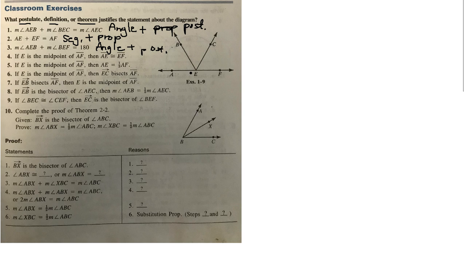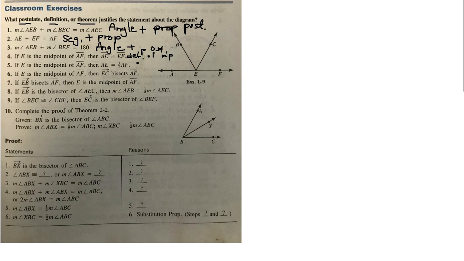If E is the midpoint, here's E, midpoint of AF, then AE is congruent to EF. And that's the definition of midpoint. Remember, the definition of midpoint says that if a point is a midpoint, it divides a segment into 2 congruent or equal parts. That's different than the theorem. The theorem is that AE would be half of AF. So this is the definition of midpoint. And the next one is if E is the midpoint of AF, then AE is half of AF. That's the one we just learned in this lesson.